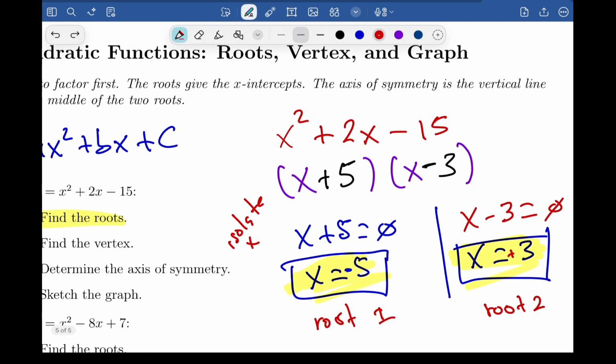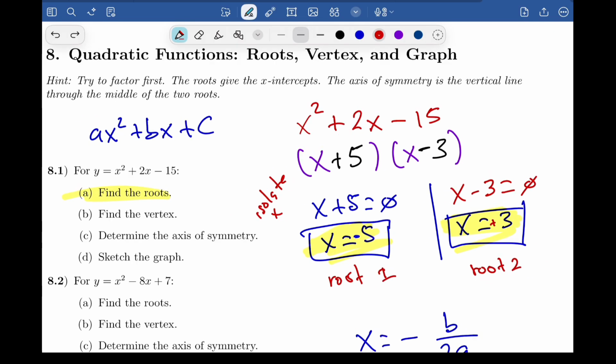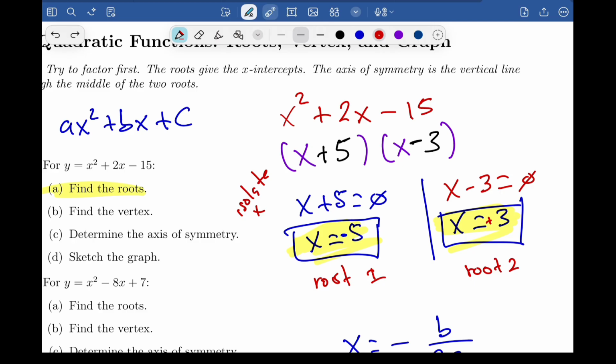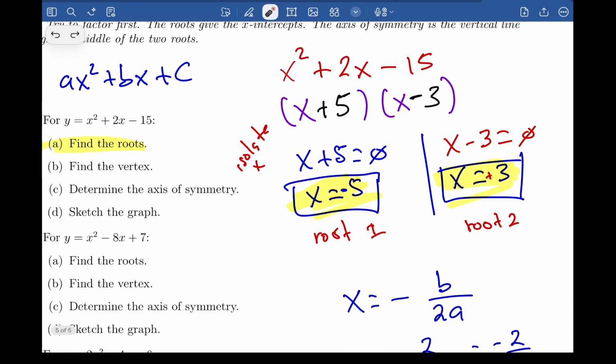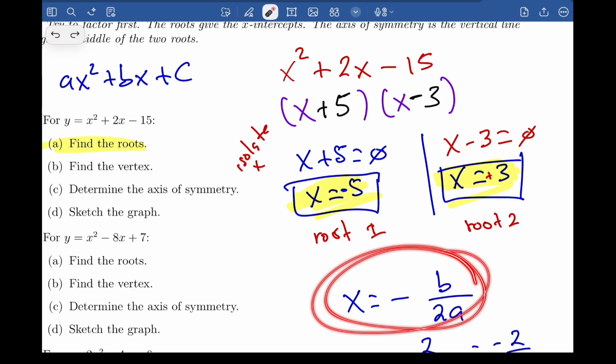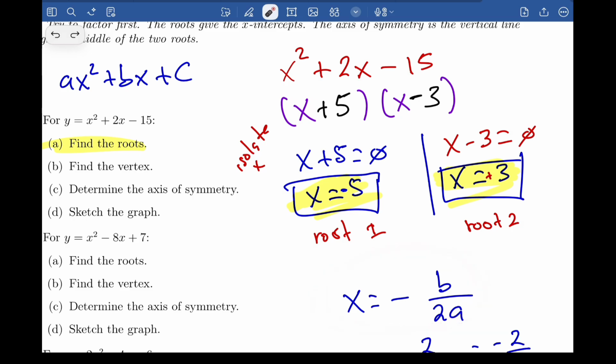Then, when we need to find the vertex, we have two options. The first one, the vertex is the midpoint, the point that is in the middle between the roots, the point between minus 5 and 3. In this way we can find the axis of symmetry and then find the vertex. But we also have a formula for finding the axis of symmetry. This is the way that I'm going to do it, to remember how to use this formula. This formula is for finding the axis of symmetry.